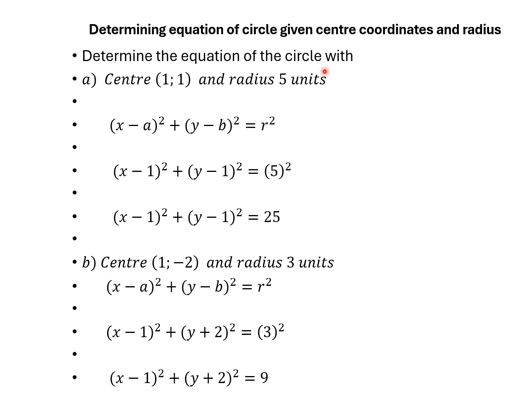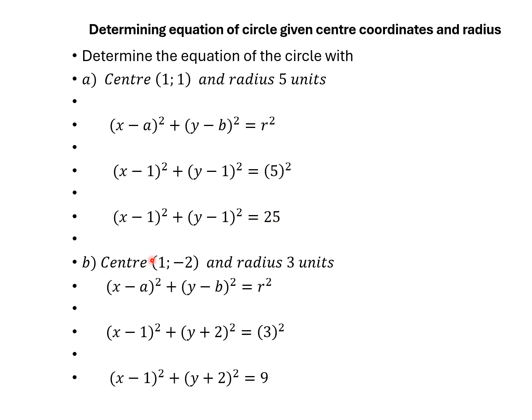Determine the equation of the circle if it has center (1, 1) and radius 5 units. Because it's not (0, 0), we're going to use (x minus a) squared plus (y minus b) squared equals r squared. Positive 1 becomes negative 1, positive 1 there becomes negative 1. r squared becomes 5 squared. So (x minus 1) squared plus (y minus 1) squared. 5 times 5 gives me 25. So my equation is (x minus 1) squared plus (y minus 1) squared equals 25.